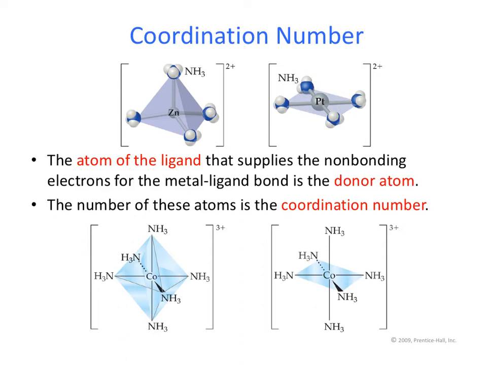In this lecture recording, I'm going to discuss coordination number from our coordination complex chapter. So the coordination number tells you how many bonds you have between the ligands and the metal center. The atom of the ligand that supplies the non-bonding electrons for the metal to ligand bond is the donor atom. I can see here my zinc center, and I have 1, 2, 3, 4 bonds between the metal and the ligands, which gives me a coordination number of 4.